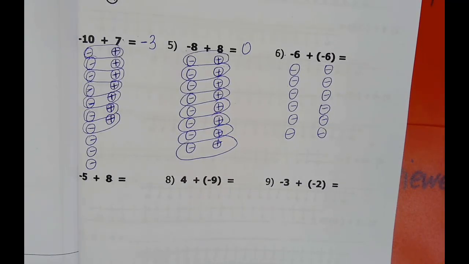At your table, talk about what your model looks like and how many zero pairs you have. So at your table, talk about it and see if you agree.